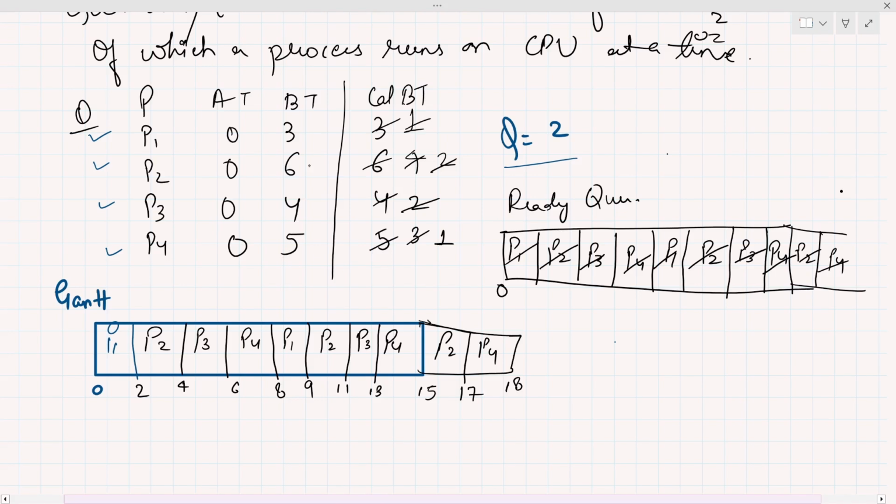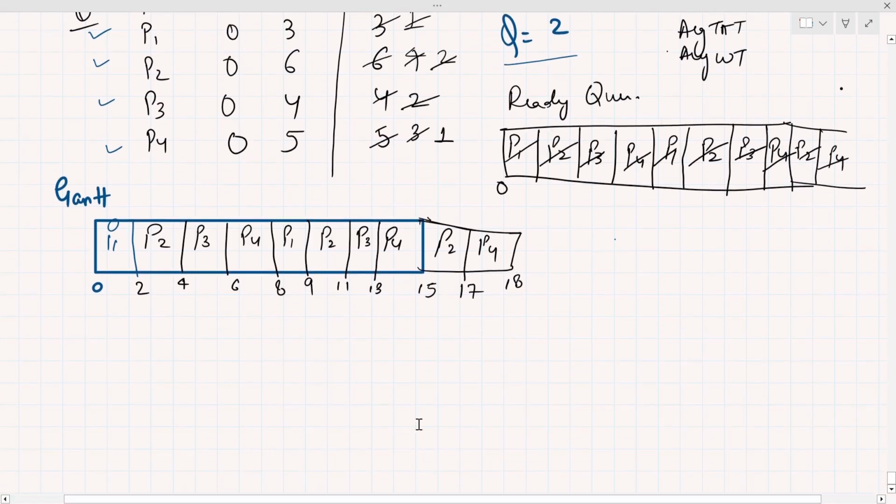Okay. So now you can easily find the average turnaround time and average waiting time. You know how we can find these things. What you have to do is take the completion time minus the arrival time, and you will get the turnaround time. So I write the completion times for P1, P2, P3 and P4. For P1 the completion time is 9. For P2 it is 17, for P3 it is 13, and for P4 it is 18. So what is the turnaround time? Completion time minus arrival time, you subtract it and you get TAT.